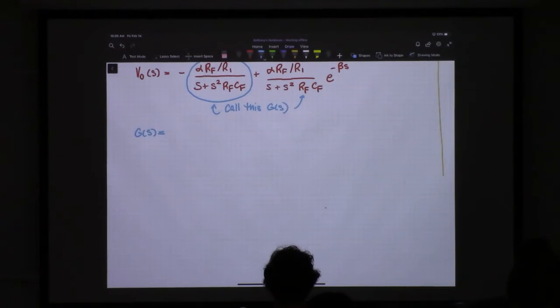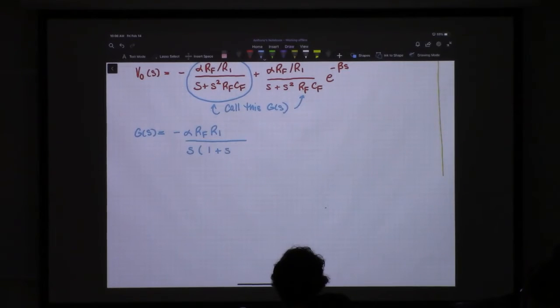So first things first, let's split it up into the 2 roots of the denominator. So we know this will be negative, the numerator stays unchanged. Well, no, we know what it is. It's going to be S times 1 plus S RFCF, right?